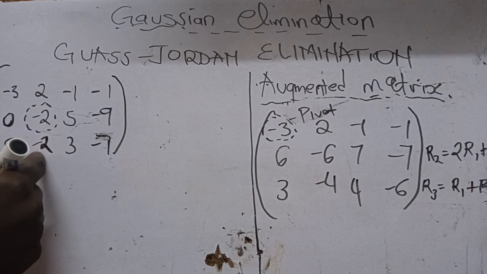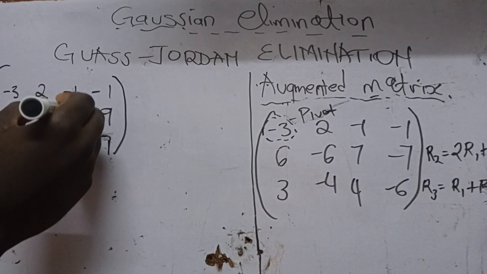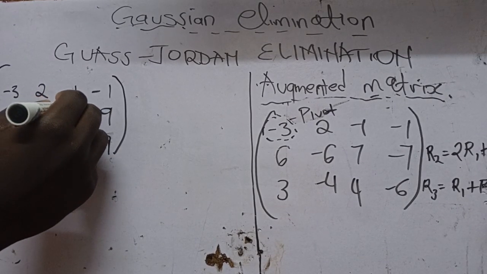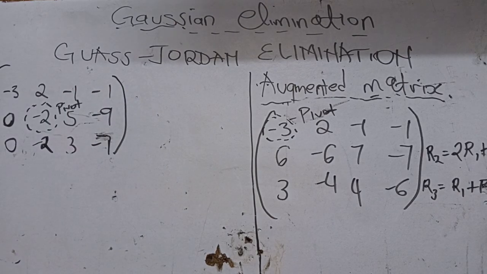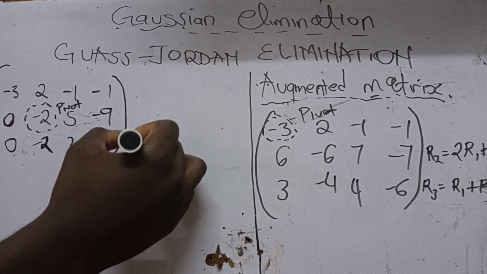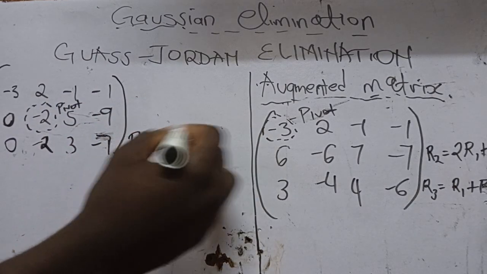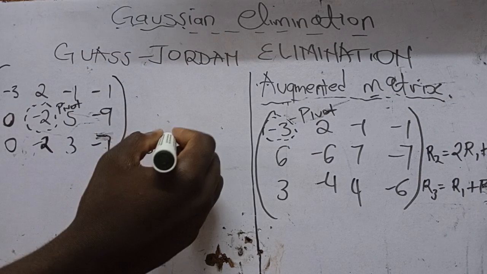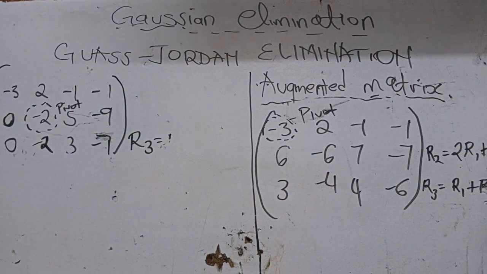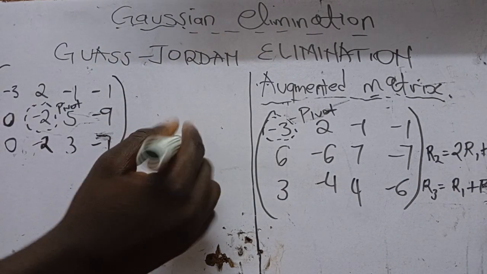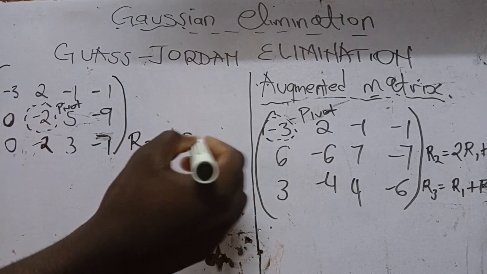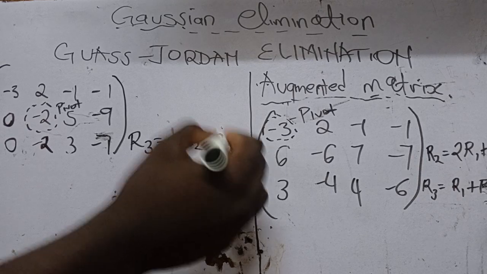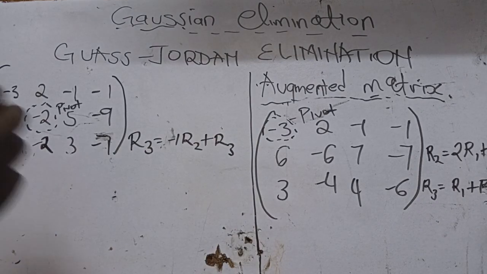All this that is under it to be 0. So this is our pivot. We will multiply R3. R3 will be equal to negative 1 R2 plus R3.